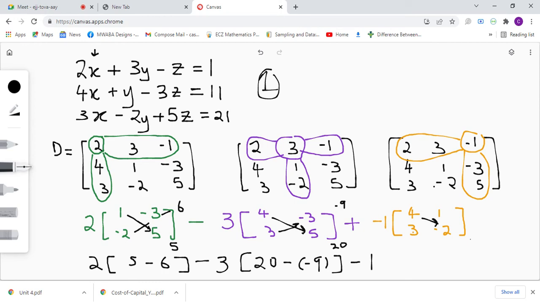And we're going to say 4 times negative 2, that's negative 8. And 3 times 1, that's 3. All right, so open brackets, we're going to say negative 8 minus 3. Right, so we're going to solve what's in the brackets.